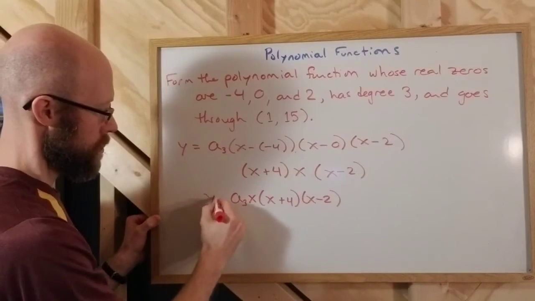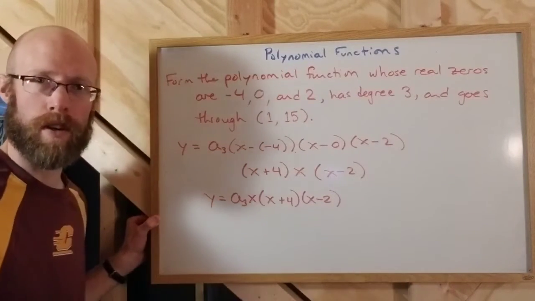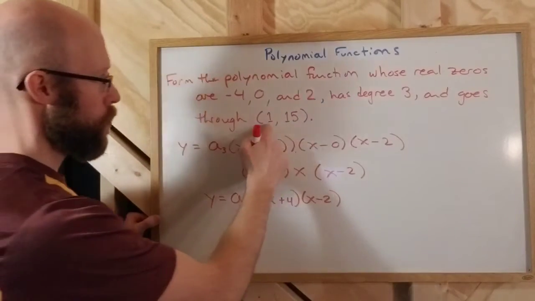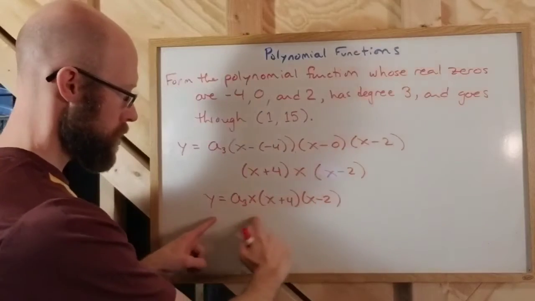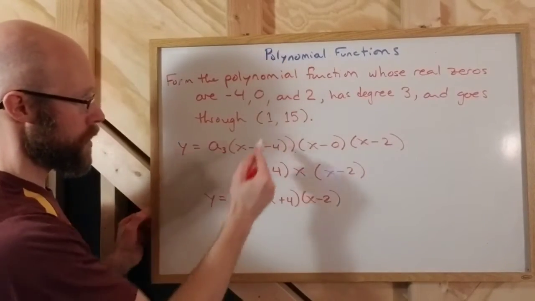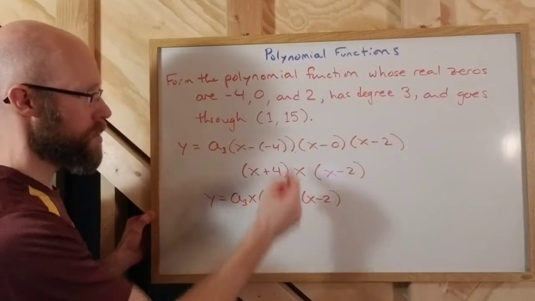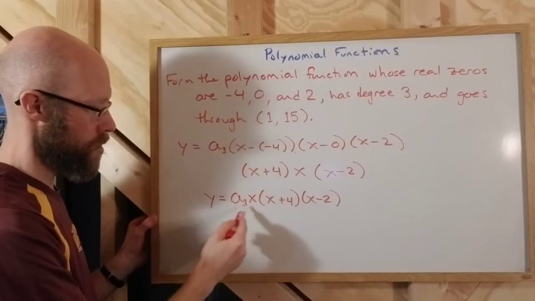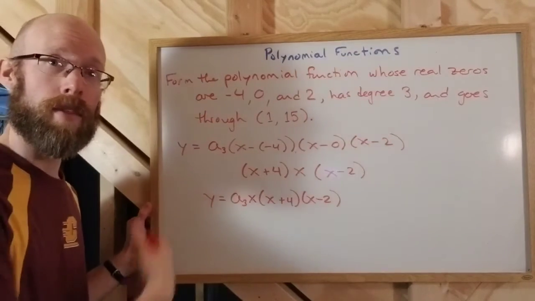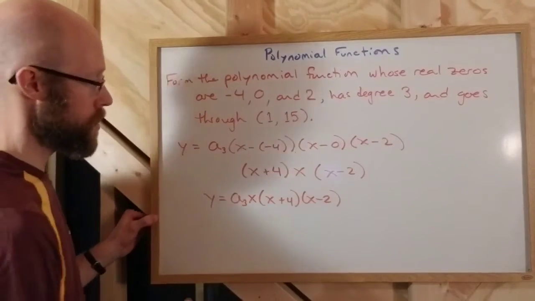Now I'm going to write this as y equals, you could make it function notation, f of x, whatever you want. But the point (1, 15) must satisfy this equation. And so if I were to plug in the 1 for the x's, the 15 for the y, and solve for the unknown a sub 3, I will get a single value, and then I can use that as my leading coefficient.